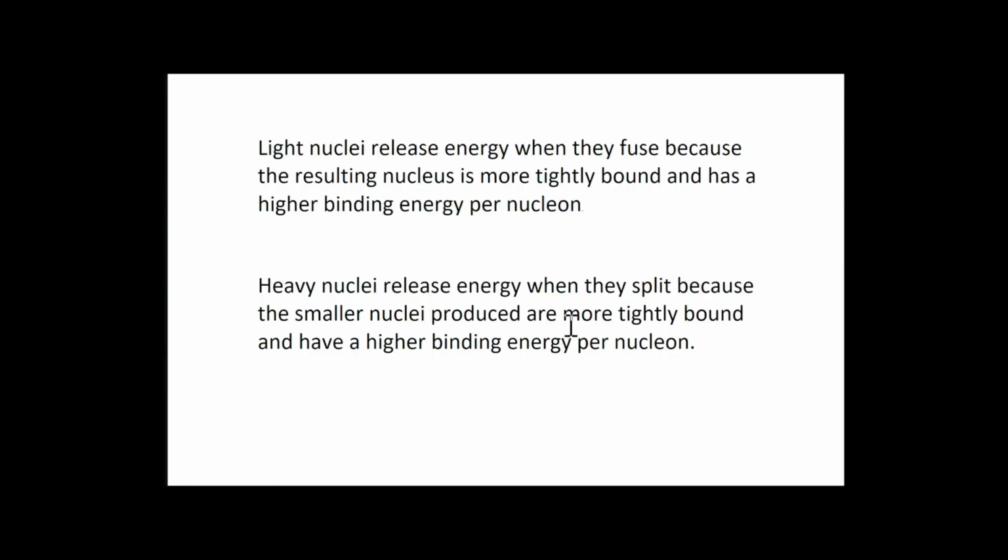So in your assessment, a good answer for why do heavy and light nuclei release energy? Light nuclei release energy when they fuse because the resulting nucleus is more tightly bound, so it has a higher binding energy per nucleon. Heavy nuclei release energy when they split because the smaller nuclei that are produced are more tightly bound and have a higher binding energy per nucleon. So it's not total binding energy, it's binding energy per nucleon.